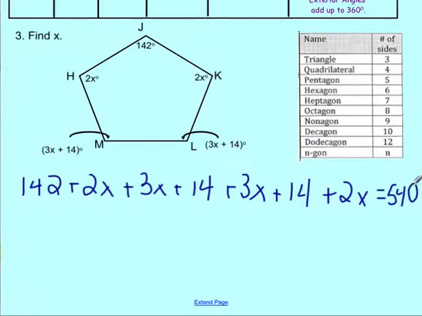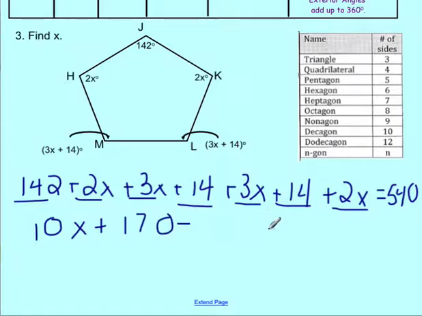So now I'm going to combine my x terms. I have 2x plus 3x is 5x, plus 3x is 8x, plus 2x is 10x. So here I have 10x. Next, I need to add up my constants: 142 plus 14 plus 14. To do this, I suggest just having your calculator out and punching in the numbers as you go around. So that adds up to 170. And all of that needs to be equal to 540.